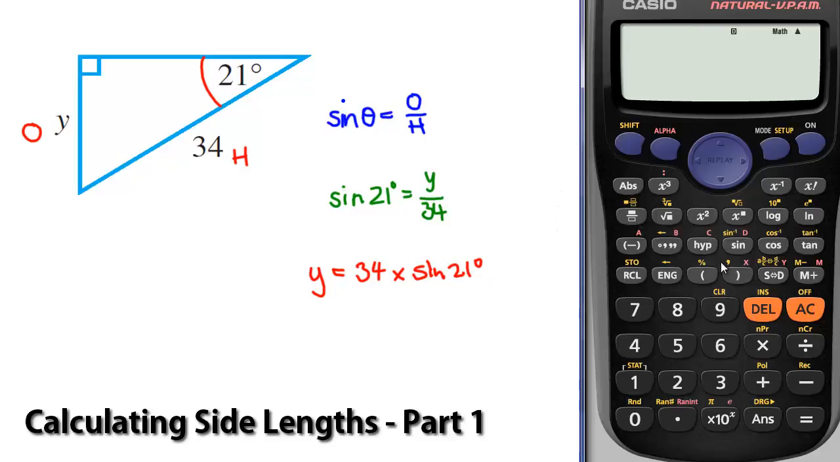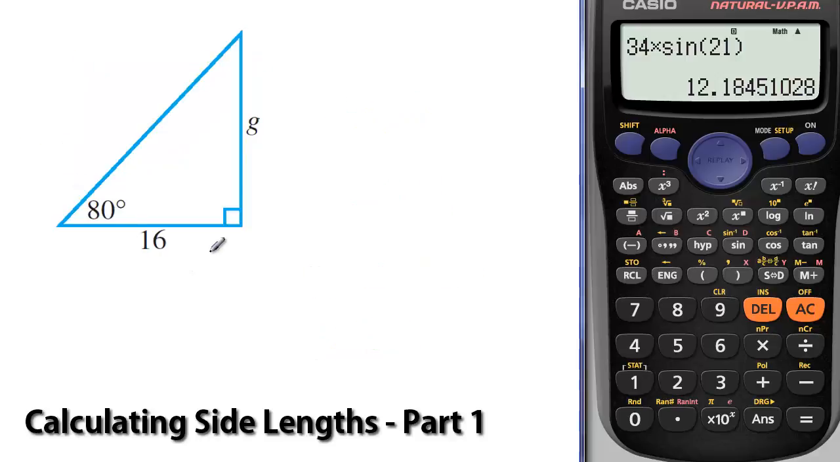We'll then use our trusty Casio calculator. 34 multiplied by sine 21. If we're just dealing with angles, there's no need to press the degrees, minutes and seconds button. We can just leave it on the calculator as 21. We'll close our brackets, press the equal sign, and we get an answer of 12.184510. And I'm going to just write our answer correct to one decimal place. There are no units on this, so our answer is, this side y is 12.2.